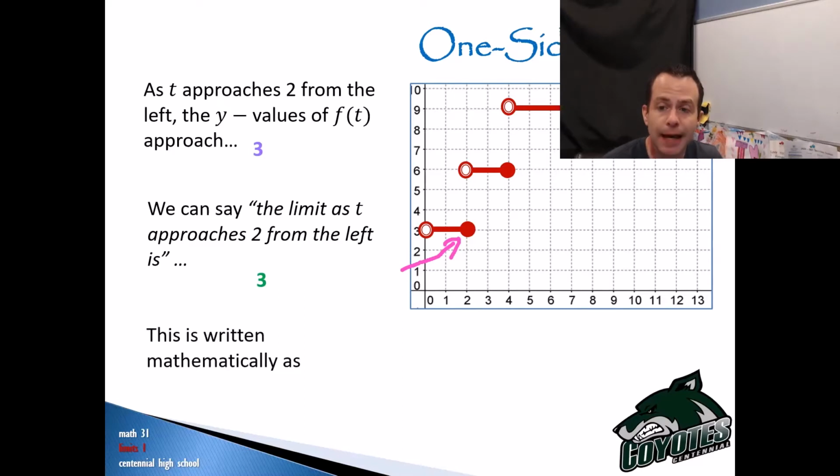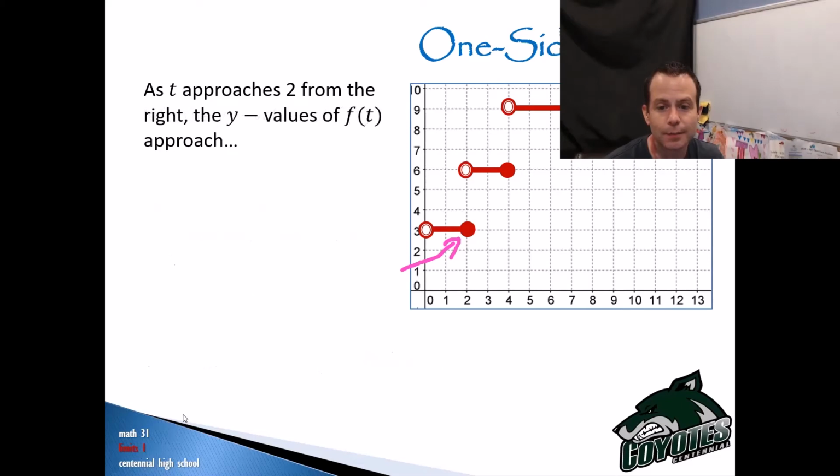Now written mathematically, a limit would look like this. And how we say that is we say the limit of f of t as t approaches 2 from the left. You see that little negative sign? That means from the left, and it's a superscript on the 2. So the limit of f of t as t approaches 2 from the left equals 3. Part of this is just getting the lingo down. It's not actually super complicated what we're doing, but you really need to nail the communication. So the limit of f of t as t approaches 2 from the left is 3.